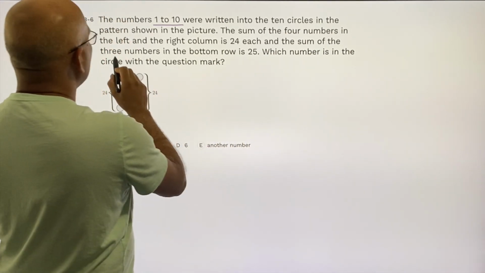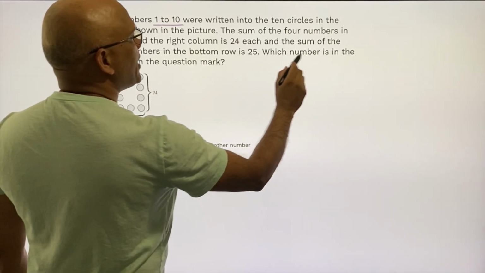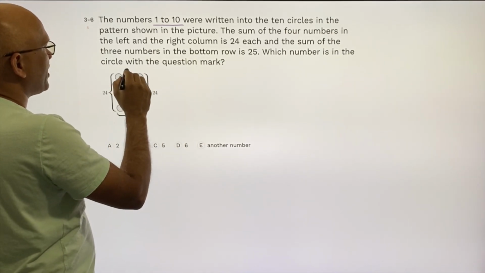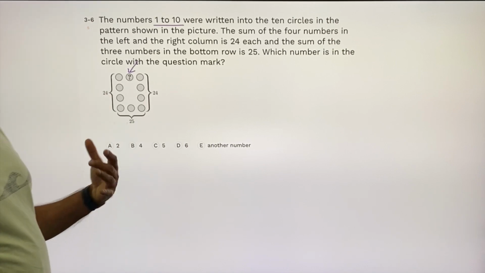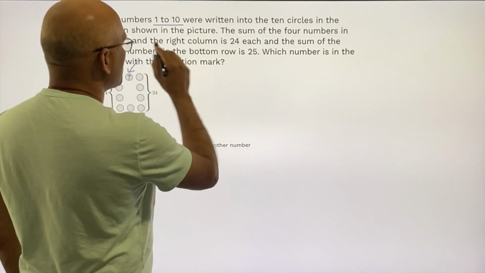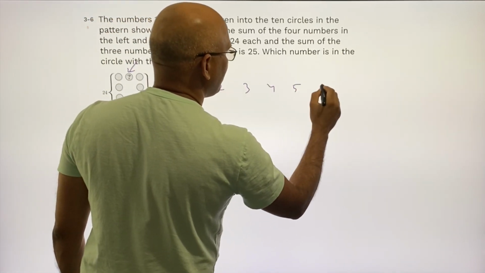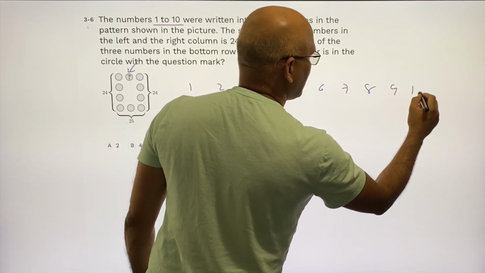And the sum of the 3 numbers in the bottom is 25. So this is 25. Which number is in the circle with the question mark? Okay, so which number is here? Okay, so we are dealing with the sum of numbers, and we have the numbers from 1 to 10. 1, 2, 3, 4, 5, 6, 7, 8, 9, 10.